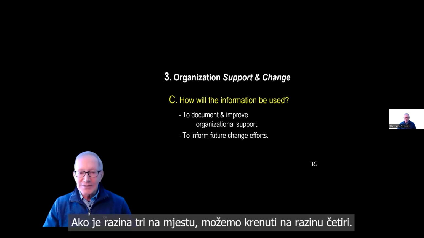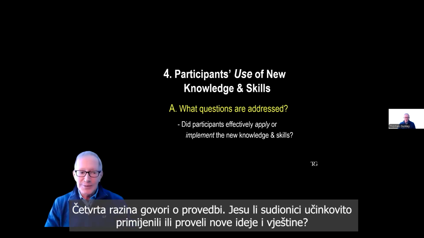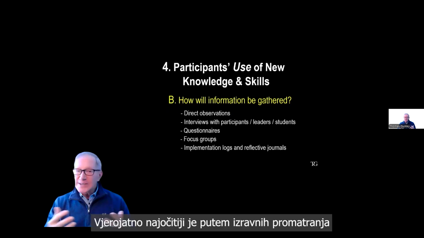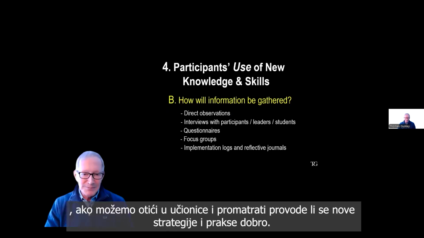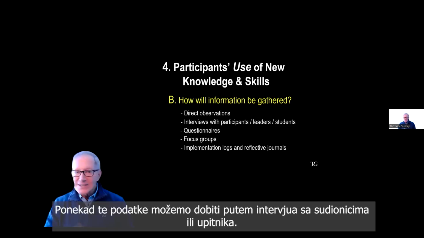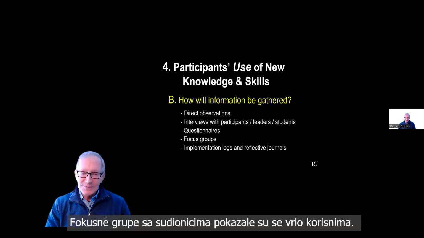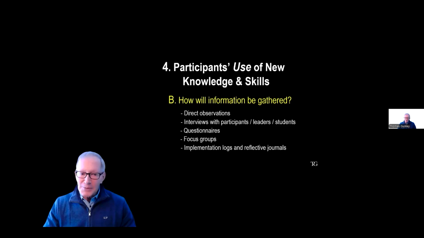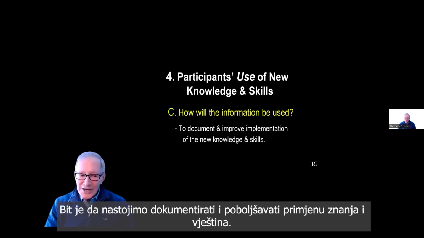If level 3 is in place, we can look to level 4, and level 4 talks about implementation. Did the participants effectively apply or implement those new ideas and skills? And we can gather this information in lots of different ways. Probably the most obvious is through direct observations, being able to go into classrooms and see if those new strategies or practices are being implemented well. Sometimes we can get it through interviews with participants or questionnaires. Focus groups with participants prove very helpful. And oftentimes we ask the participants to record this information through implementation logs. The bottom line here is we're trying to both document and improve implementation of the knowledge and skills.